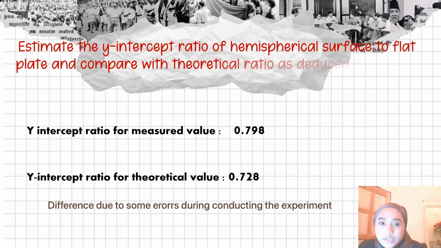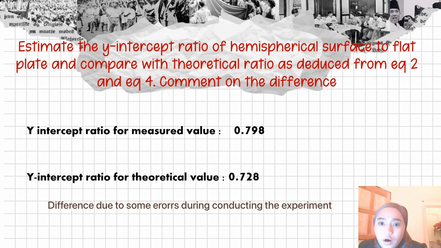Next, we need to estimate the y-intercept ratio of hemispherical surface to flat plate and compare the theoretical ratio as deduced from equation 2 and equation 4. And we need to comment on the difference. So the answer for the y-intercept ratio for the measured value is 0.798, while for the theoretical value is 0.728.